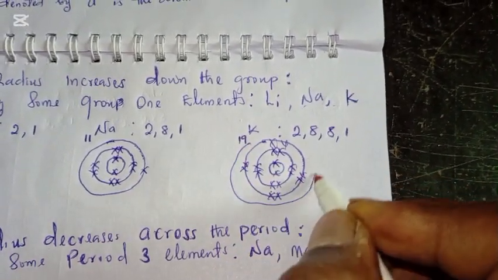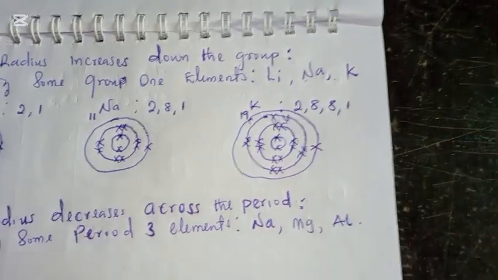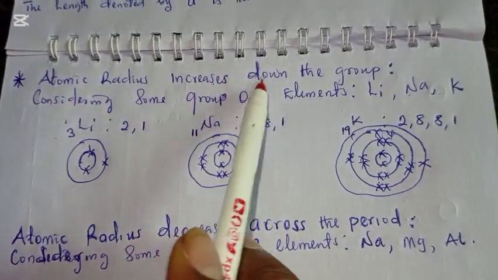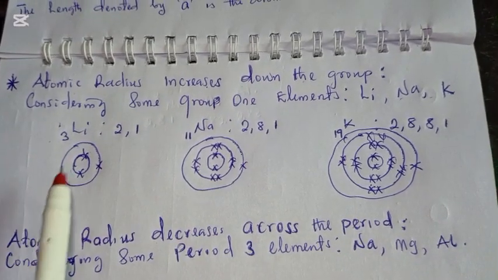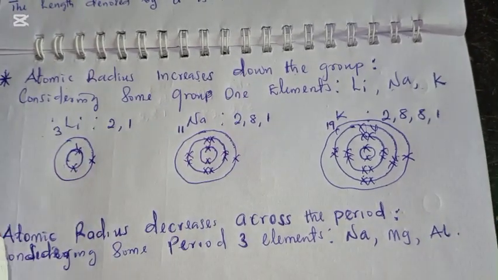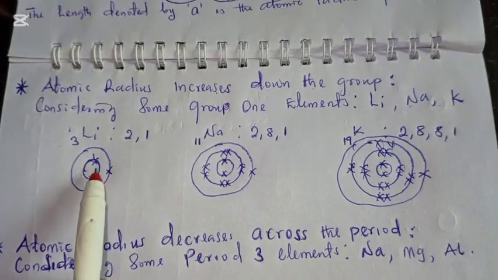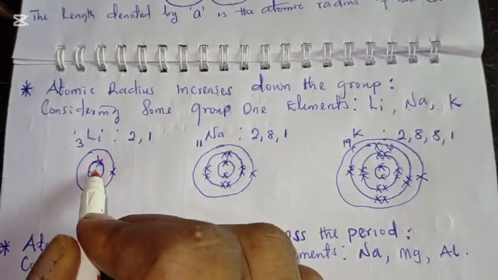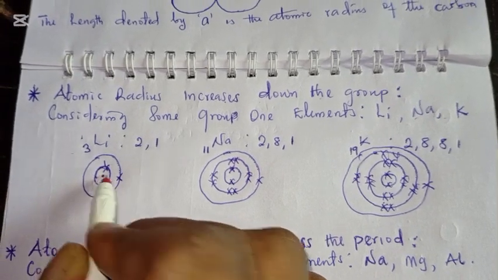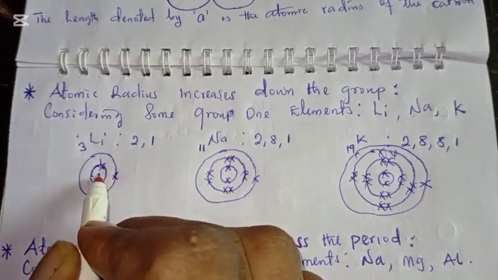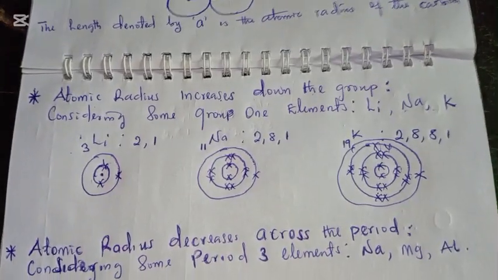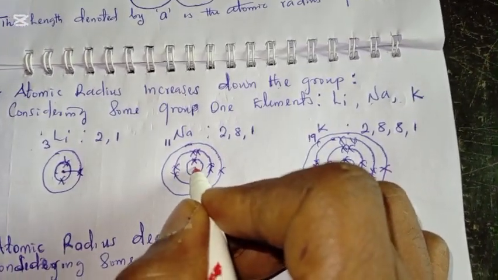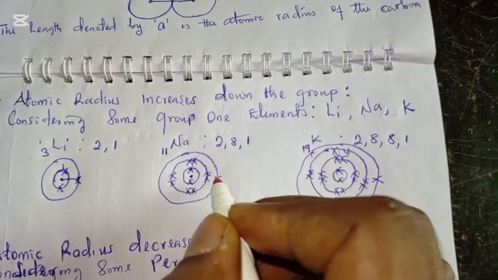And the last shell has only one electron. Now, remember I said that atomic radius increases down the group. Why? If you look at what happens down the group, looking at the first element here, which is lithium, you will notice that the distance between the center where the nucleus is and the circumference, that is the distance between the center and the valence shell, is shorter than the distance between the center of sodium and the valence shell.